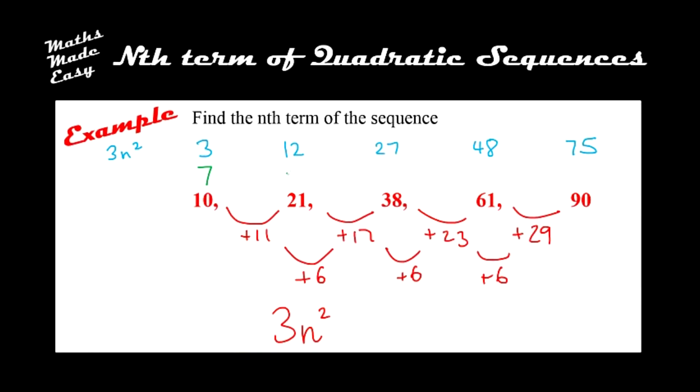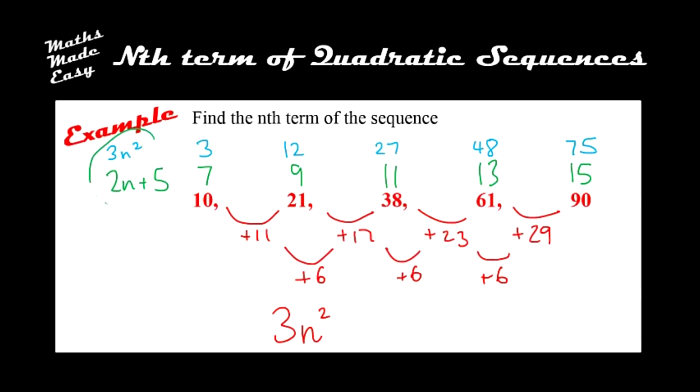Well, you add 7, and then 12 to 21, that one's add 9, and then 27 to 38, that's add 11. Hopefully you can see what's happening here. This one's add 13, and this one's add 15. So I end up with this green sequence here. And the nth term of that, well, it's add 2 each time, so it's a 2n sequence. And I don't want to start at 2, I want to start at 7, so I add 5 to that.